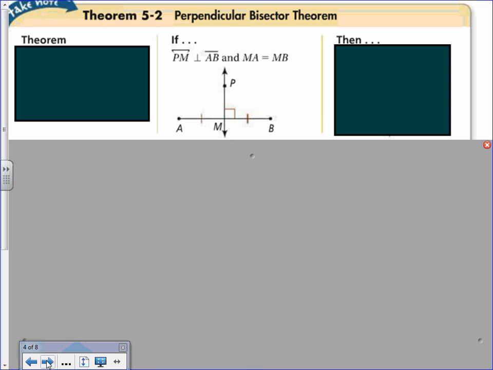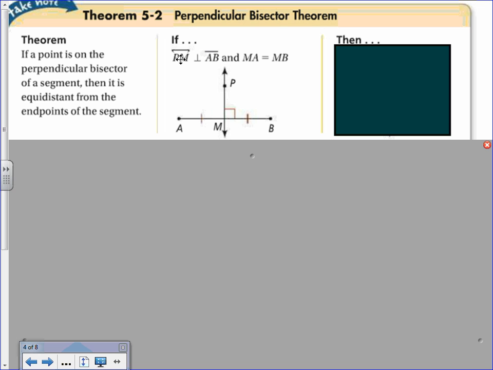Alright, going on now. We have a few different theorems, so we're going to go through 4 of them. We'll do a couple of examples after the first 2 and a couple after the second 2. So the first theorem is Theorem 5.2. It's called the perpendicular bisector theorem, so it has a name to it. The perpendicular bisector theorem says if a point is on the perpendicular bisector of a segment, then it is equidistant from the endpoints of the segment.